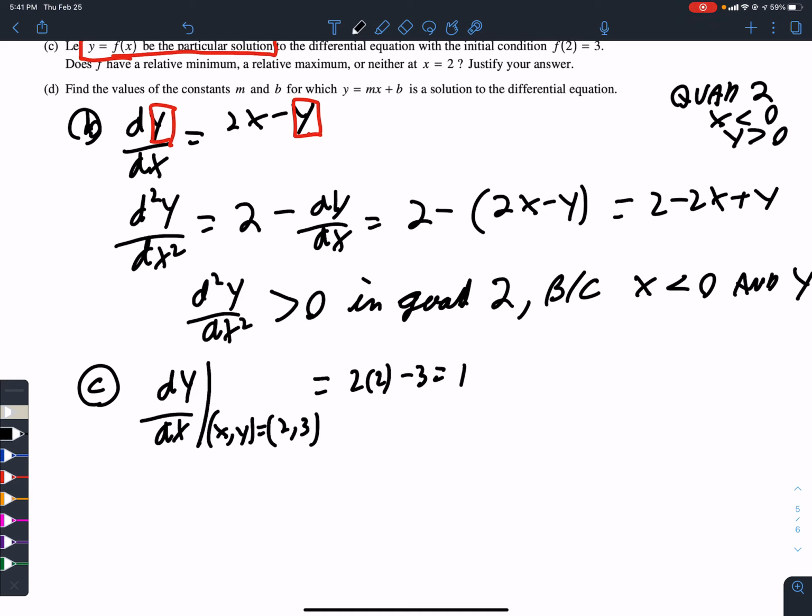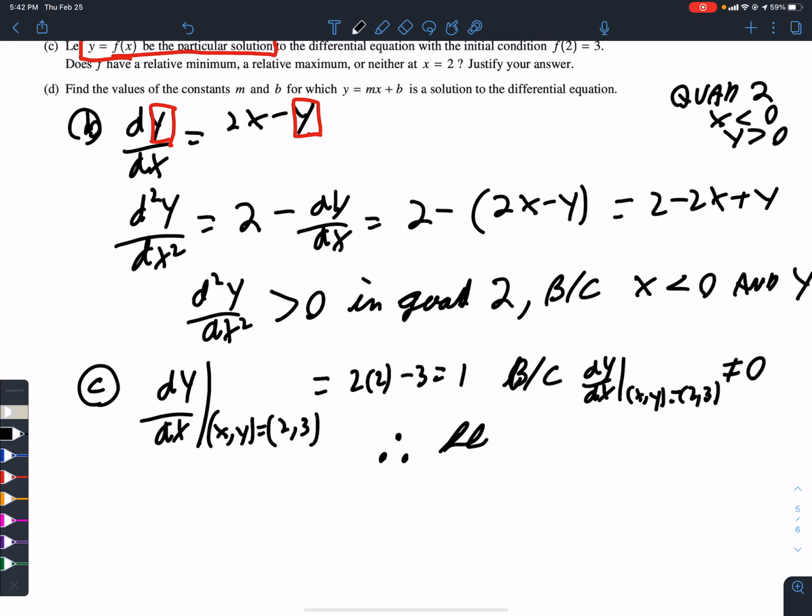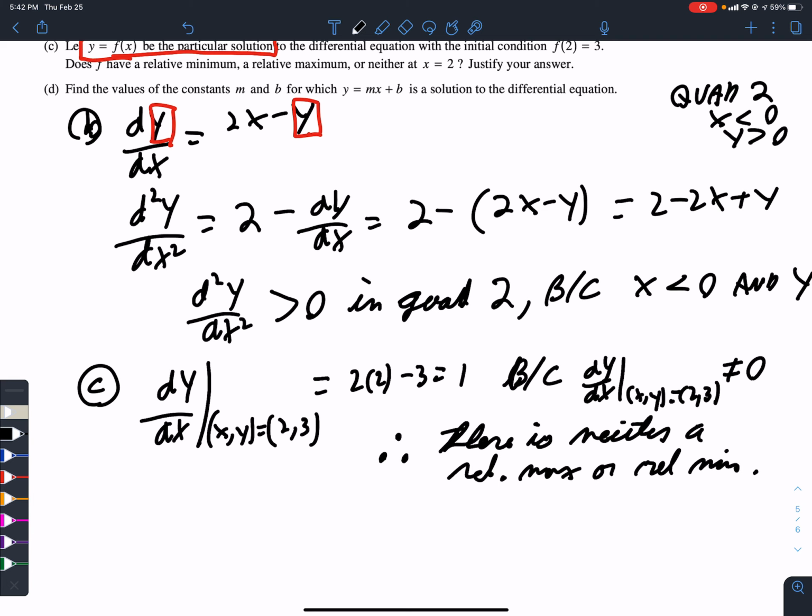So I would say, because dy dx at x, y equals 2, 3 does not equal 0, therefore there is neither a rel max or rel min. Okay, that's part C. Part D.